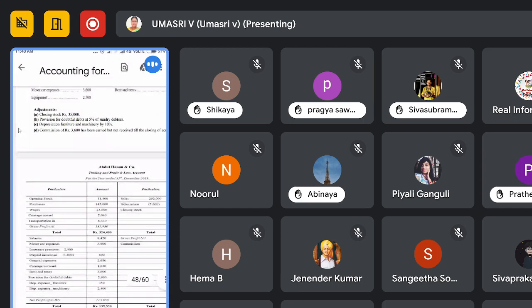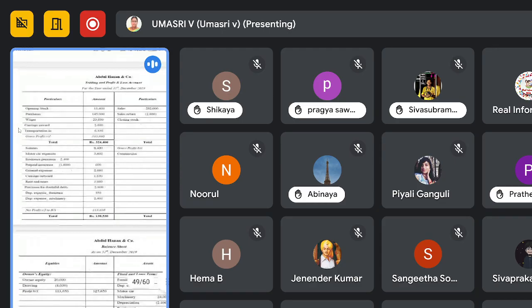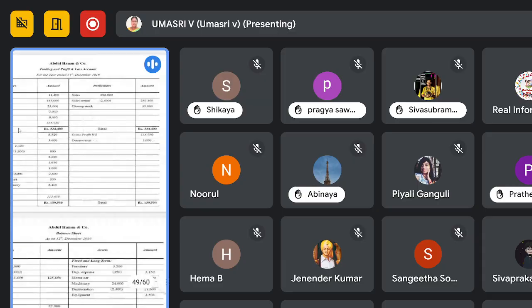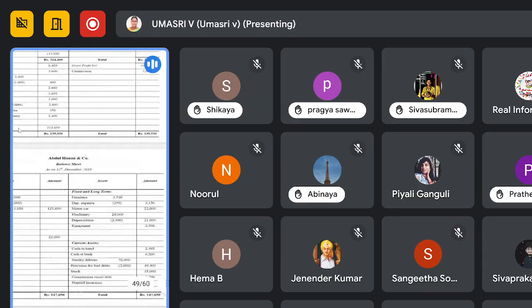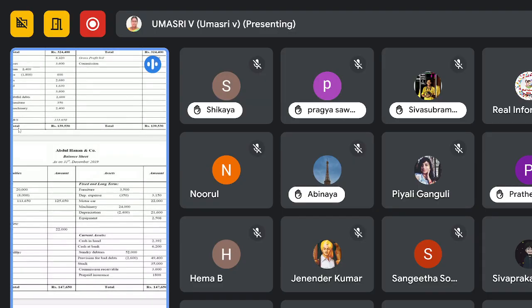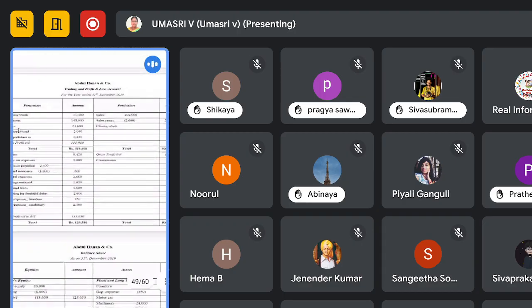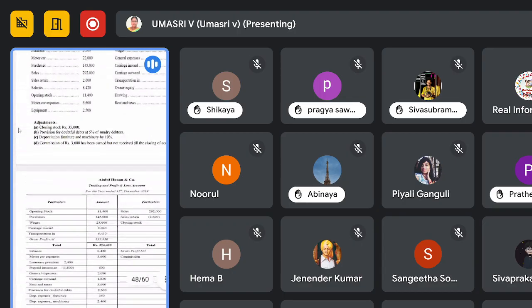52,000 into 5%. How much is it? 2,600. You have to write it in the profit and loss account debit side, and also you have to deduct the same amount from the debtors while preparing the balance sheet. In your balance sheet, asset side, sundry debtors 52,000 less provision for bad debts. You have to write it. Okay, keep that in your mind.